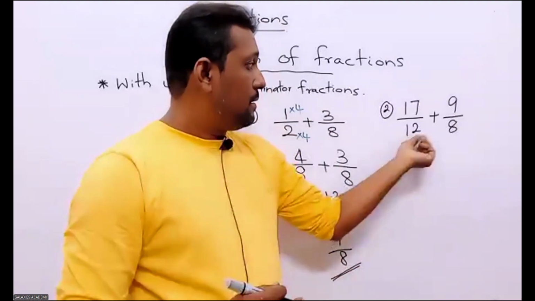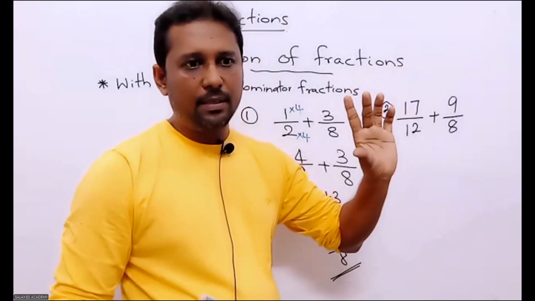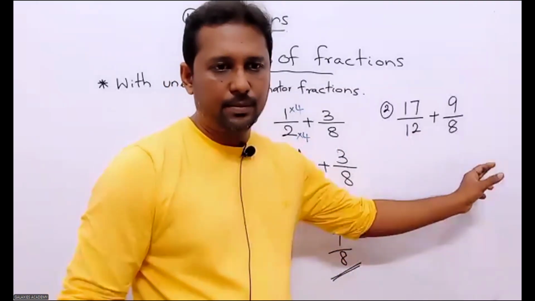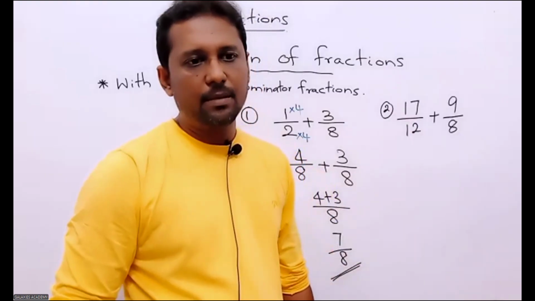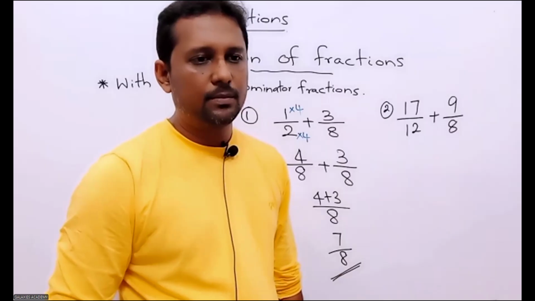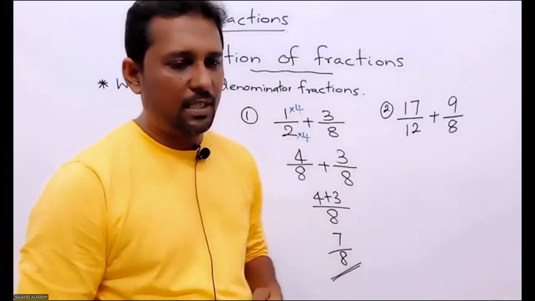Right. Denominators are unequal, no? So quickly you have to find the LCM of 12 and 8. Right. Quickly find the LCM of 12 and 8. 24. Right. All of you find, okay?